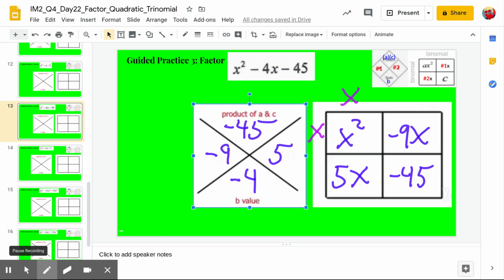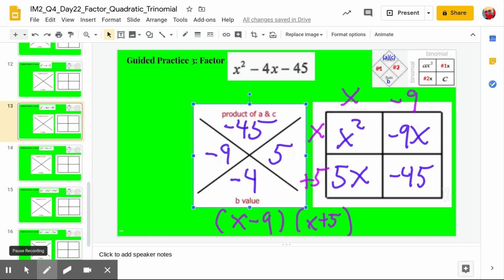All right, going across the top, x times what is negative 9x? Negative 9. Going down the first column, x multiplied by what is 5x? That's right, positive 5. So our factors are x minus 9 multiplied by x plus 5.